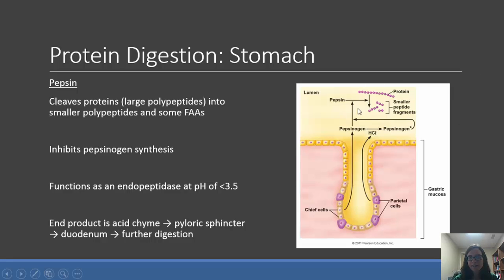So we can see our nice graphic here. We have our long polypeptide chain, and then we have the action of pepsin, which breaks it into smaller polypeptide fragments. But in order for pepsin to be activated, we have to have the stimulation of pepsinogen, and then we have to have hydrochloric acid in order to convert pepsinogen into its active form, pepsin, which is then going to break down this polypeptide chain.